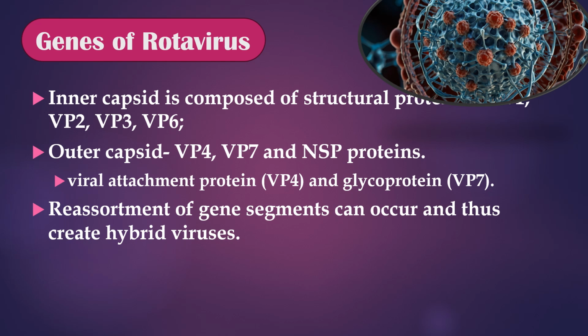The outer capsid consists of VP4, VP6, and NSP proteins. These can function as a viral attachment protein and viral glycoprotein. They have several other functions including hemagglutination and elicitation of neutralizing antibodies. Similar to influenza virus, reassortment of gene segments can also occur in these viruses and thus create hybrid viruses.